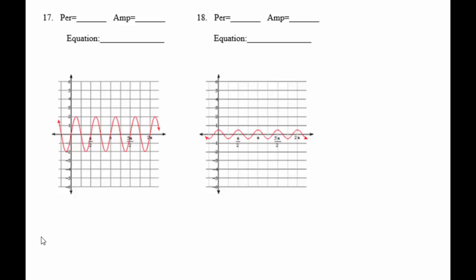So for 17, what I want to do is look at this and say which set of trig functions it is. It's not tangent, cotangent, secant, or cosecant. It has to be sine or cosine. And from there I look at it and try to find what tells the difference between sine and cosine. Sine starts at 0, 0. Cosine starts at the top amplitude or the bottom amplitude. So this has to be sine.